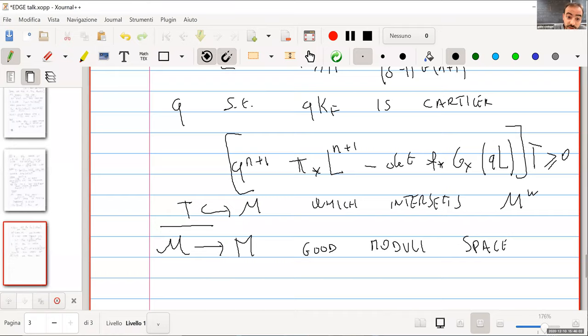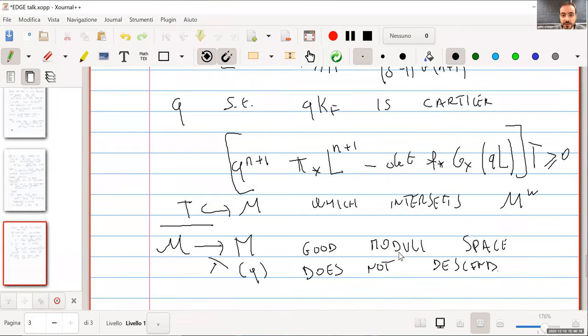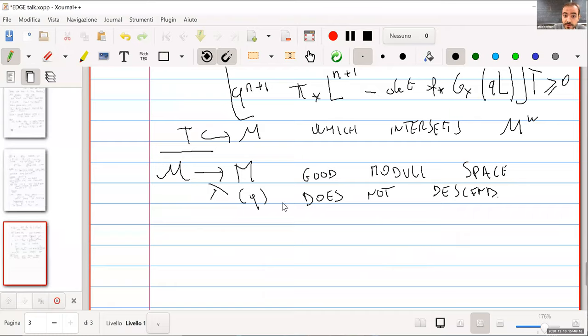But the issue now is that lambda Q does not descend. So there is no hope to have similar results. I mean, we don't even have the ingredients because lambda Q is not a line bundle on M, on straight M. It's just on the stack.